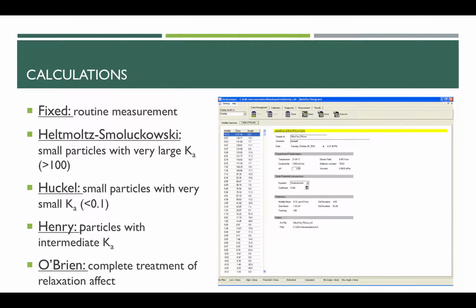Double layer relaxation is simply the redistribution of charged species in the system as it seeks a new equilibrium, meaning that the repulsion of particles due to electrostatic forces is time-dependent when you apply the electric field during electrophoresis.